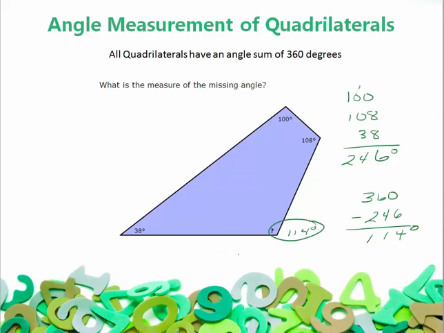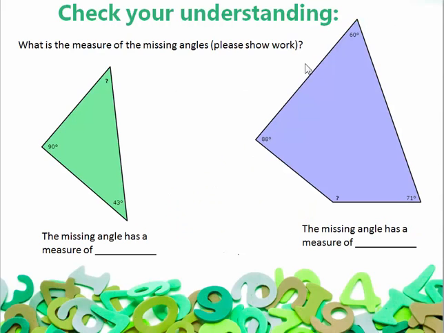Make sure you write those down in your notes. Near the end of your study guide, you will have a check for understanding. This one's not labeled, but please stop the video right now and do this. Again, we're dealing with angle sums. Remember, a triangle has an angle sum of 180 degrees, and a quadrilateral has an angle sum of 360 degrees.